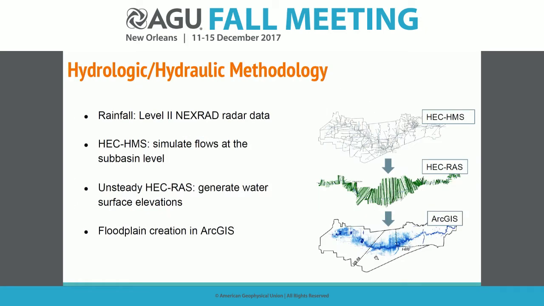And I'll briefly discuss the modeling part. So the input for the models was Level 2 NEXRAD radar rainfall data, which was input for the hydrologic HEC-HMS model, which simulates flows at the sub-basin level. Then these flows, the output of the hydrologic model, were the input to the hydraulic unsteady HEC-RAS model, which generates water surface elevations. Then using some ArcGIS analysis, we were able to create the floodplain of the region, as you can see in the schematic here.